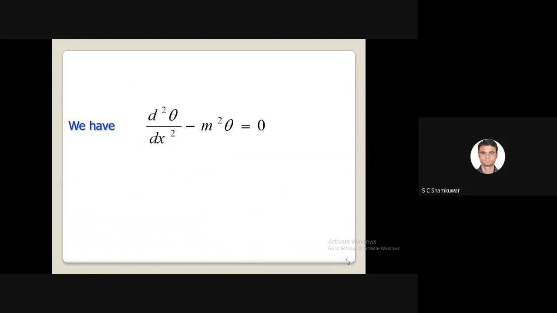Now we have d square theta by dx square minus m square theta is equal to 0. Again, I am repeating, theta is the excess temperature. Theta represents the temperature above atmosphere, T minus T infinity. What is T? Temperature of the element which we have considered. And what is m? m square is equal to hP by kA.